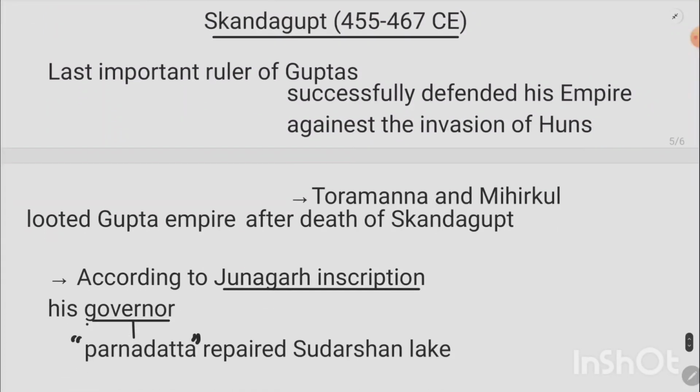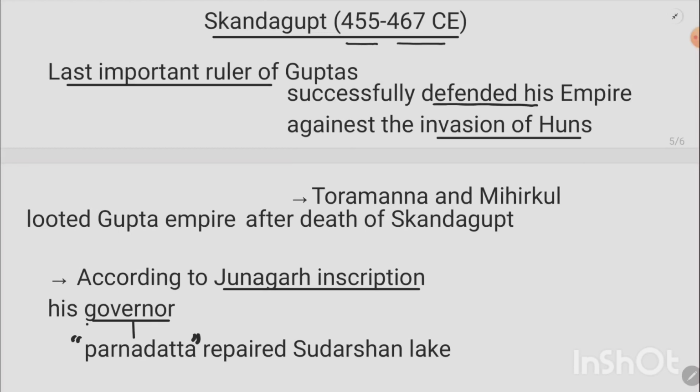Now, the last important ruler, that is Sikandagupta, that we will learn in this lecture. So his reign is from 455 to 467 CE, and he is generally regarded as the last important ruler of the Guptas. His most important contribution is that he was able to successfully defend his empire from the invasion of Hunas. Now you will learn in next lectures about Hunas.